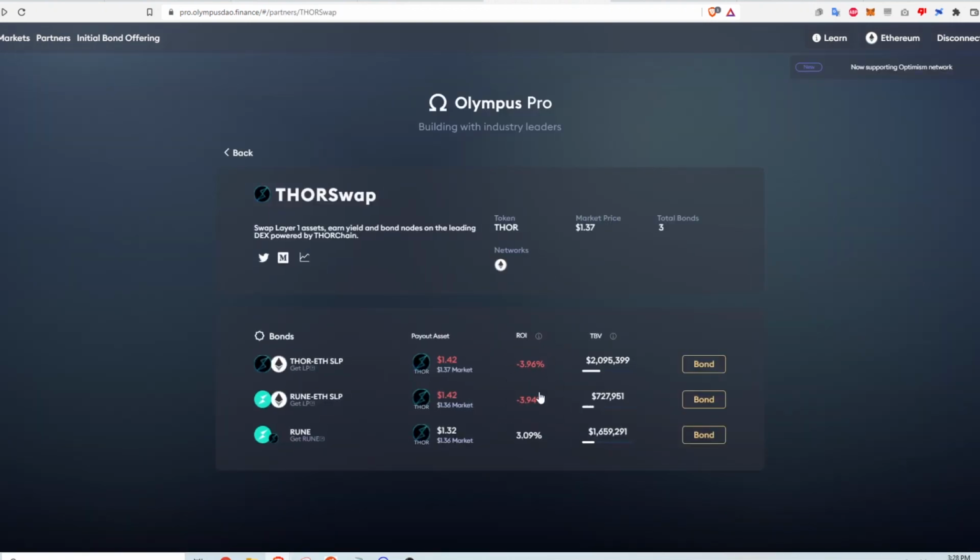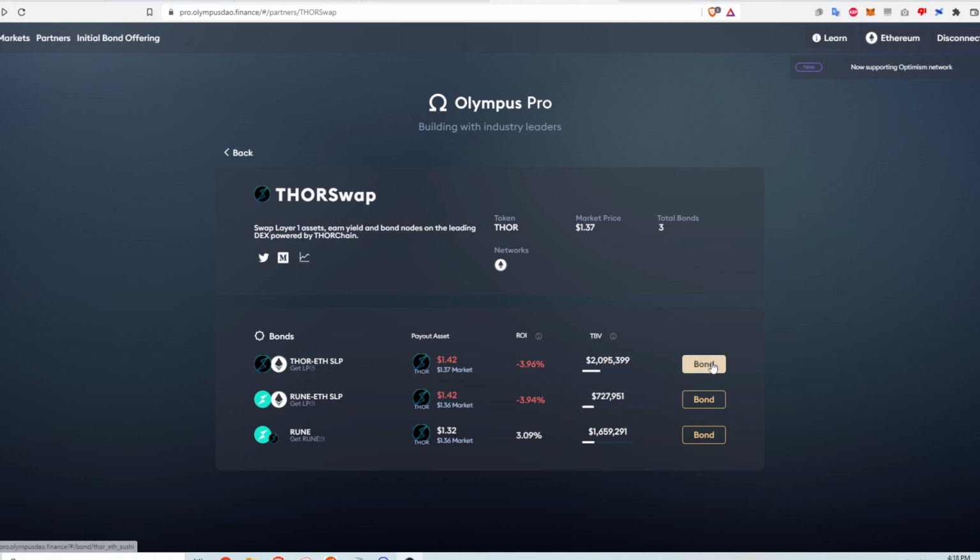These ROI numbers are constantly changing, so if you are looking to bond some assets in order to get back discounted THOR tokens, then you should come back and check to see if these numbers are positive. Right now, it's profitable to bond using the RUNE token, but it's not profitable to bond using the THOR Ethereum LP token or the RUNE Ethereum LP token.